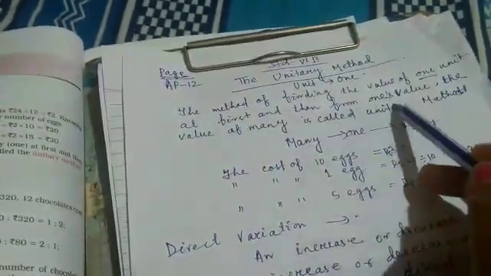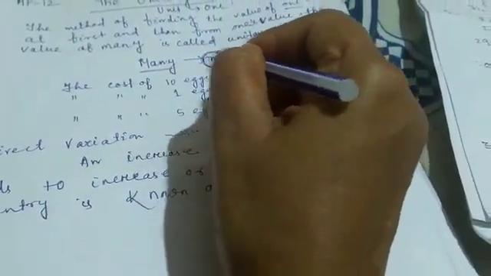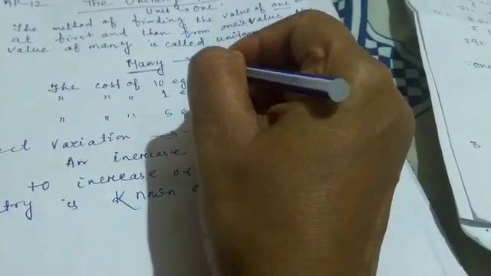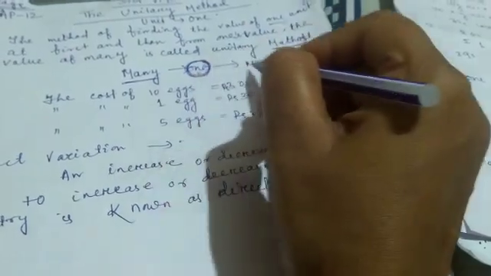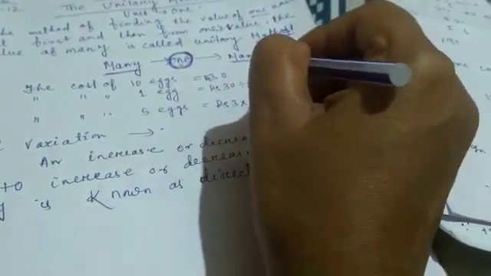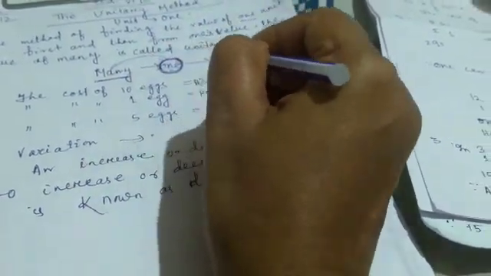The method of finding the value of one unit at first and then from one's value, the value of many is called unitary method. This is the definition. Got it? In an easy way, we have to find out the value of one from many, or the value of a unit quantity from many, and from one or unit quantity you have to find out the value of many. So from many to one, from one to many.